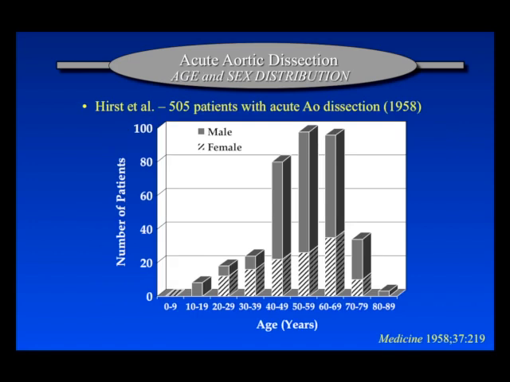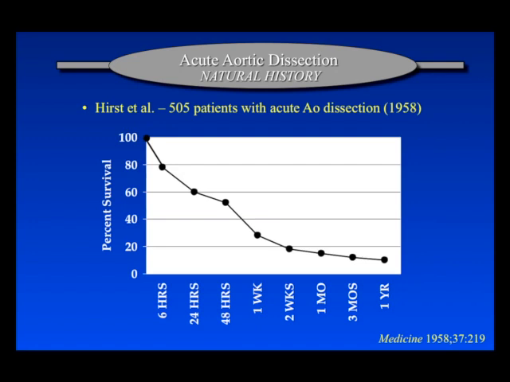In a natural history study from 1958, 505 patients were identified that had an acute aortic dissection. The most common age at presentation was between 40 and 70. However, there were presentations at both ends of the spectrum. The natural history demonstrates that at 48 hours there's a 50% mortality rate, approximately 1% per hour on average. The mortality continues to persist in the long term, though, as patients develop late complications of aortic dissection.